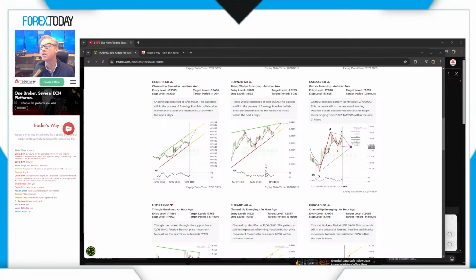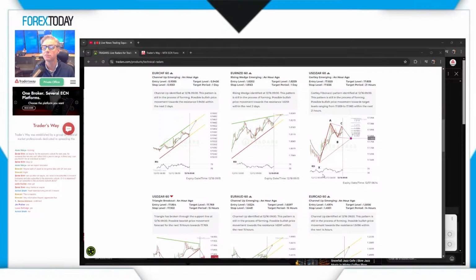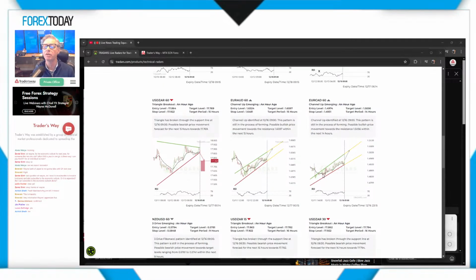Maybe later. Euro Rand. Okay. Dollar Rand. And it says up to me. Up. I don't want to do that. All right. How about USD Rand hourly chart? That says down. Maybe.